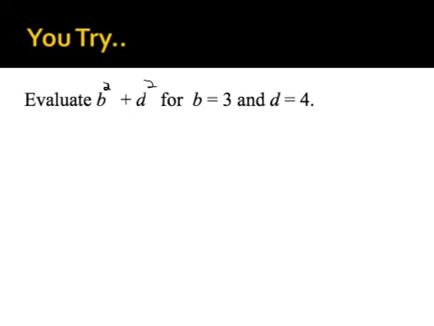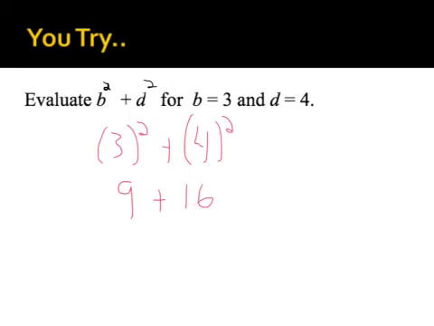Pause and do the next one. That is b squared plus d squared. Alright, so b is equal to 3. So I'd have 3 squared. D is equal to 4. So I have 4 squared. 3 times 3 is 9. 4 squared, or 4 times 4, is 16. 9 plus 16 would be 25.